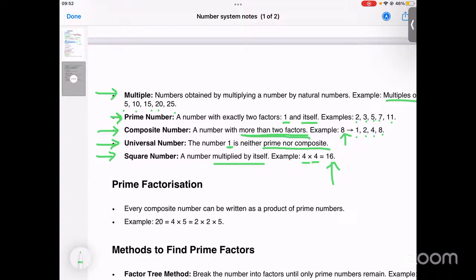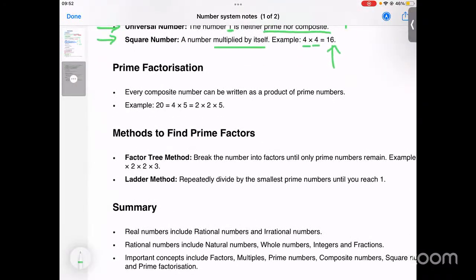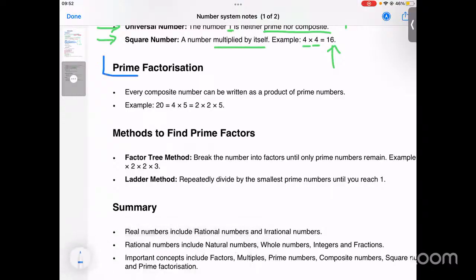Okay, then it's fine. To add on to what I've explained up to this point, very quickly, let's now talk about prime factorization, where you just need to be aware that every composite number can be written as a product of prime numbers.